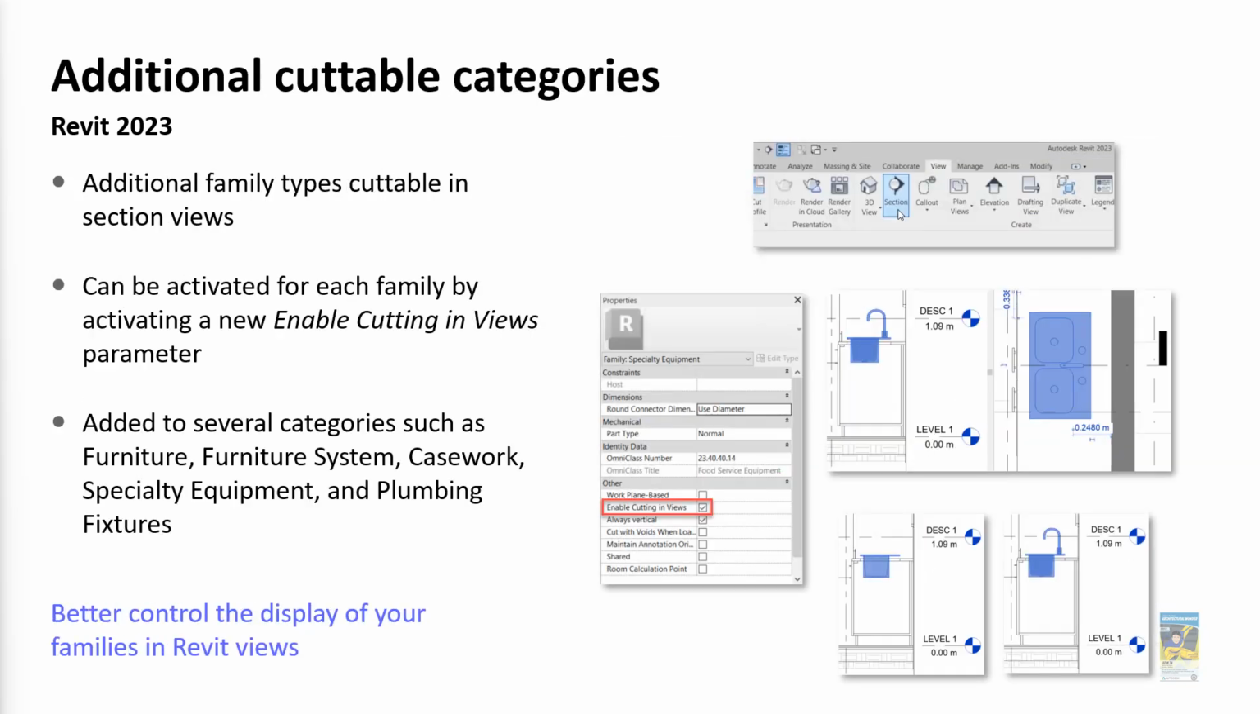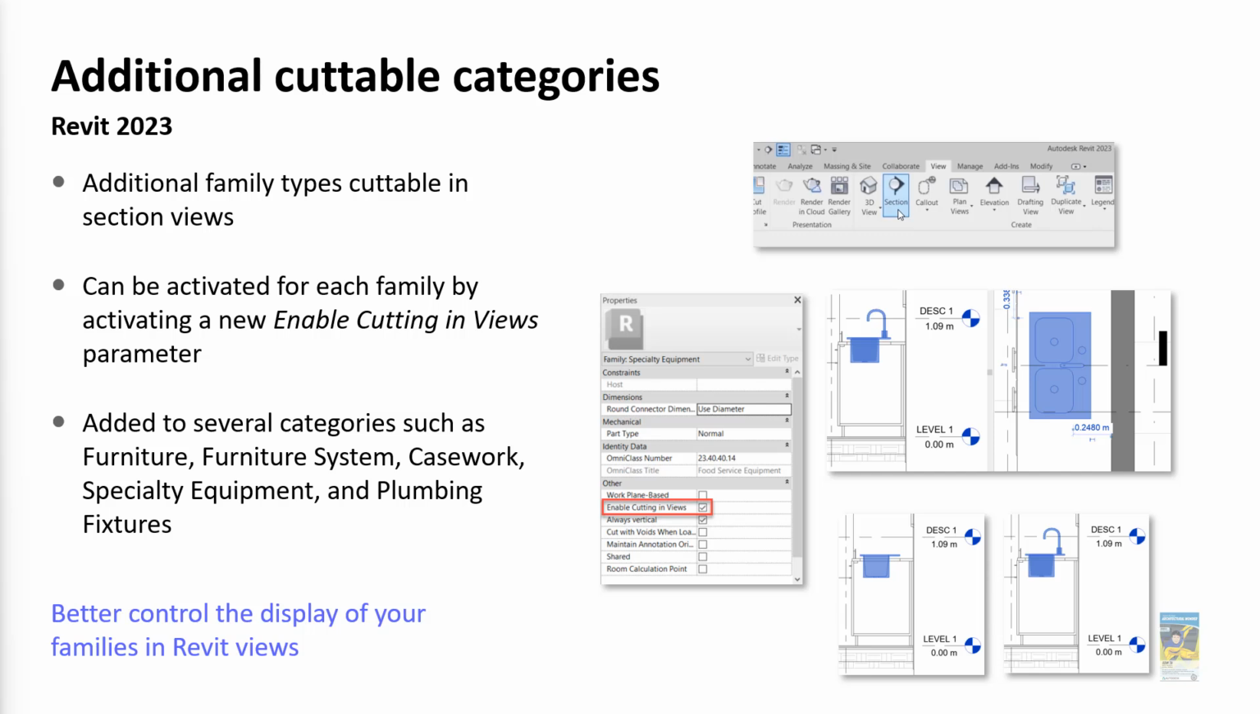Additional family types are now cuttable in section views. There were some categories that you could not cut. A lot of people didn't like the fact that you couldn't cut furniture or plumbing fixtures, but now you can. You can open up the family and put a check mark in the instance property where it says enable cutting in views, and it will allow you to cut that family.